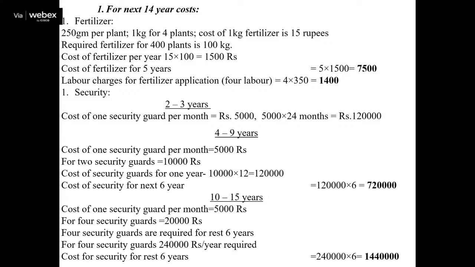Initially, for 2 to 3 years, that is 24 months, we need 1,20,000 rupees for security. Once security is maintained, then for some 4 to 9 years, we need some 7,20,000 rupees for security, and for 10 to 15 years, we need some 14,40,000 rupees, up to 15 years, to maintain the sandalwood under security.